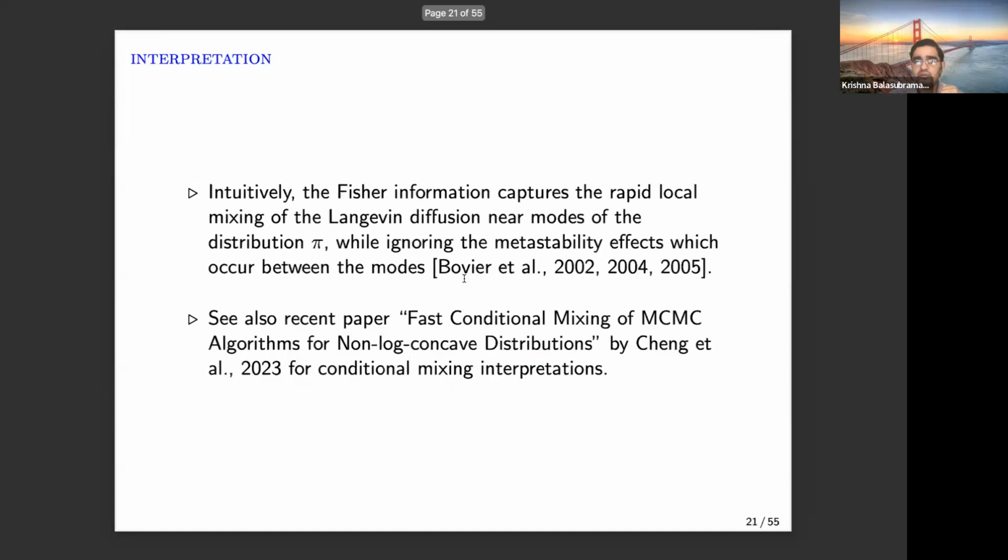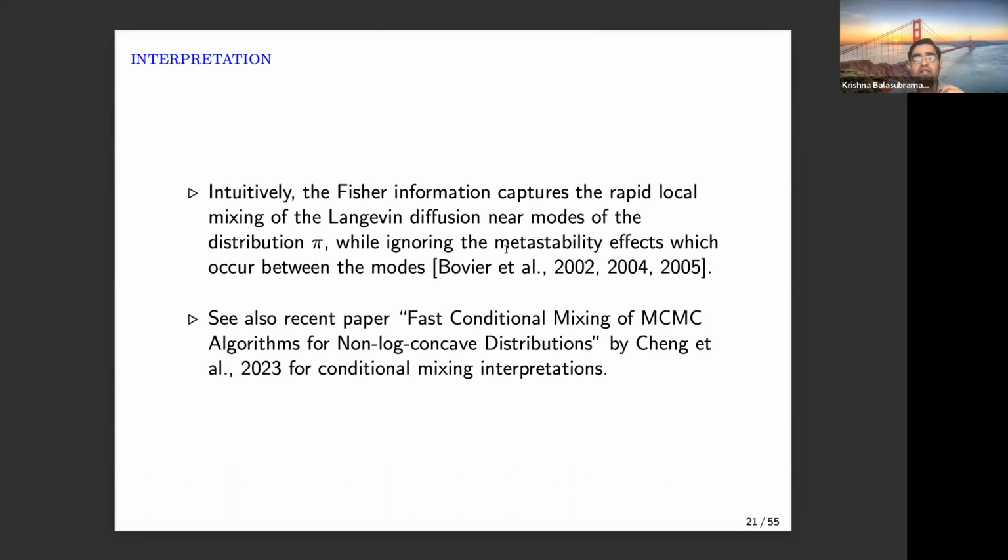And why should we care about that? It turns out that Fisher information for a sampling problem captures some sort of local mixing of your diffusion or your process in terms of the modes of the distribution. A lot of complexity in sampling, especially in the multimodal non-log-concave case, arises because of having to jump from one mode to another mode. That's exactly the main issue, and that is called metastability in the physics literature. So this notion of Fisher information is about how quickly you converge to a mode, not all the modes even, but at least a mode.